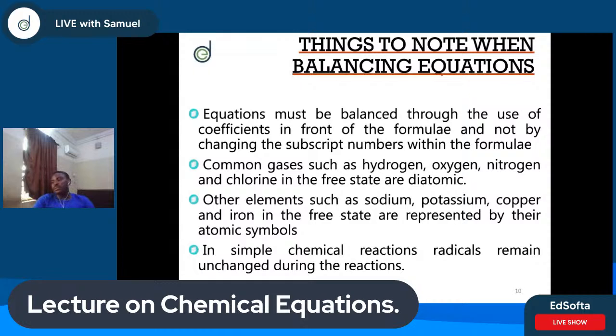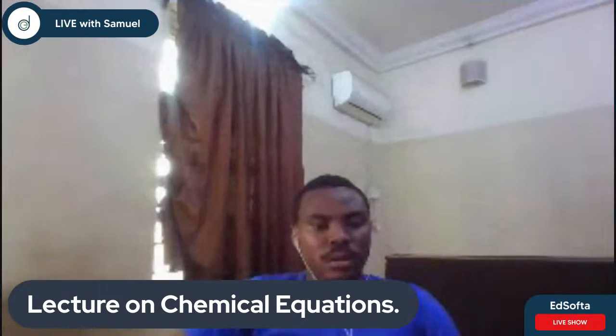So now, what are the things to note when balancing equations? Equations must be balanced through the use of coefficients in front of the formulae and not by changing the subscript numbers within the formulae. I would like to shed more light on this, so let me just switch to the board.